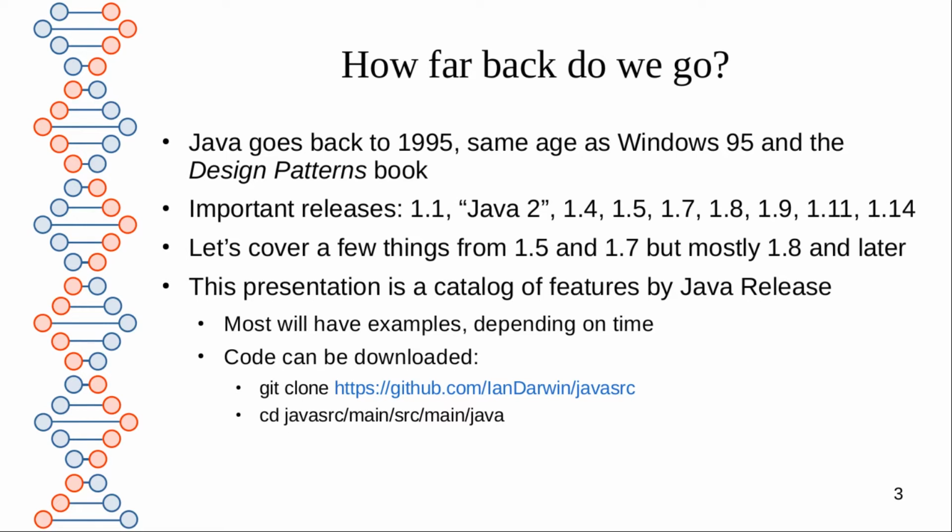Now, the presentation is really a catalog of changes by release. Most of the talk will have code examples, and I'll run them and show them to you and talk about them. It's not just slides. The code can all be downloaded. There is a GitHub repository at the URL shown there, and I'll repeat that at the end in case you didn't get it copied down just now. Most of them are in the subfolder shown here, Java source main Java. Sorry about the complexity of the URL and the directory path, but that's the way Maven likes to find things. And there are multiple Maven projects within Java source. So anyway, enough on that.